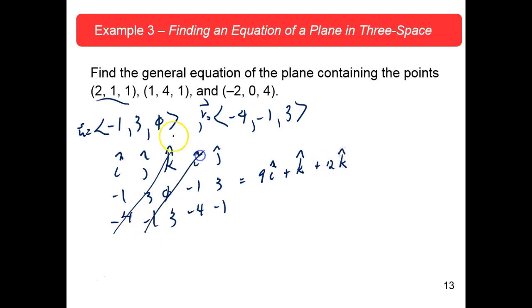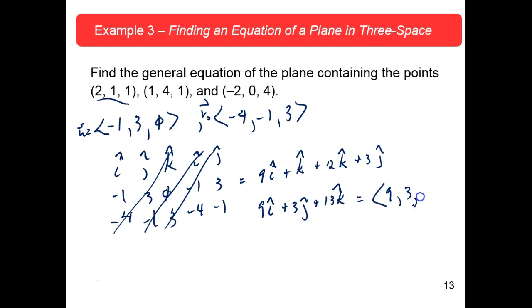k, 0, plus 3. Plus 3 what? j. Okay. Add those together and you get 9i plus 3j plus 13k. Now you can either leave it like that or you can write it in vector notation 9, 3, 13, because that's how they did the others.